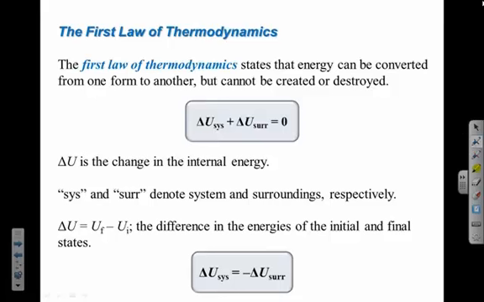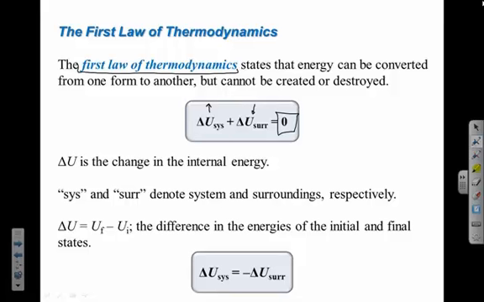A couple more important details. We've mentioned this already, but recall that the law of conservation of energy is the first law of thermodynamics. So it says that energy can't be created or destroyed. So if the system has an increase in energy, the surroundings must have a decrease in energy by the exact same quantity, so that the total change in energy is zero. I'm not creating energy. I don't have a net increase in energy or decrease in energy.